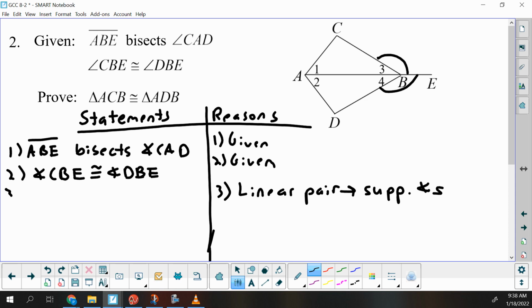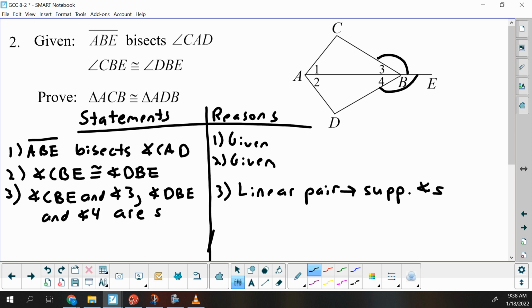We're pointing at supplementary angles, so we've got to say which angles are supplementary. So we can say angle CBE and angle 3 is the one next to it, comma, angle DBE and angle 4 are supplementary. So the one that will always come after that is our other new one today. Our reason will have congruent angles implies congruent supplements.